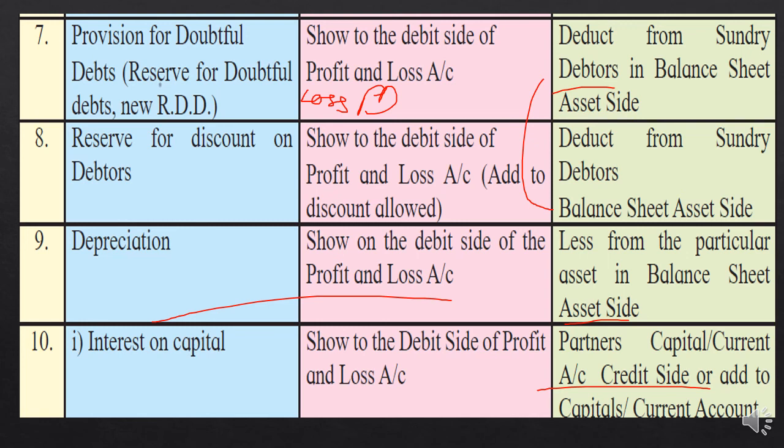So I would like to tell you that the business and the partners are two different persons, students. Treat the business separately from its partners. Even though they are running the business, still it is separate because it has a legal status. So hope you understood the basic things, the format, and these 10 adjustments. Please note it down in your notebook.